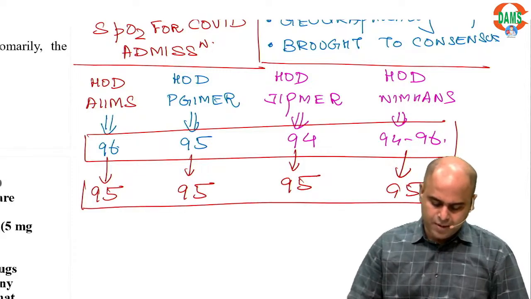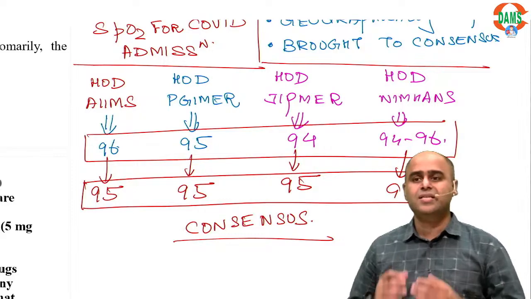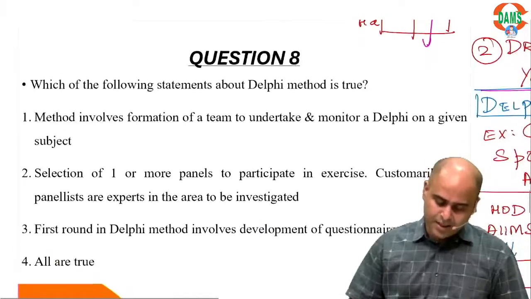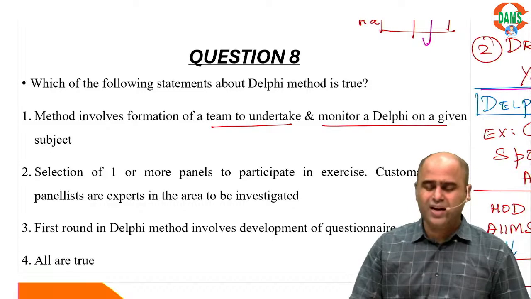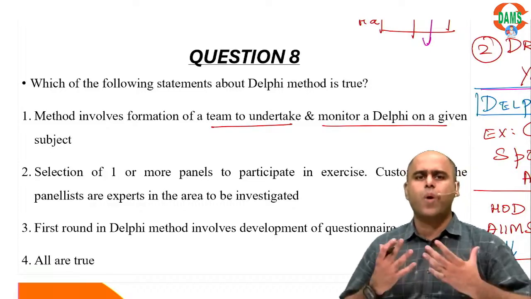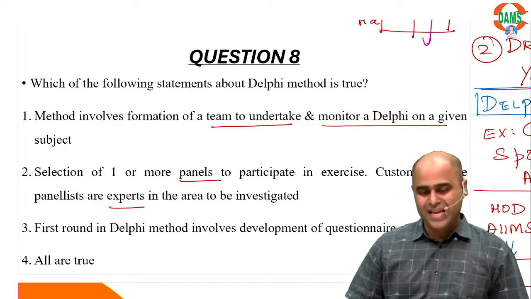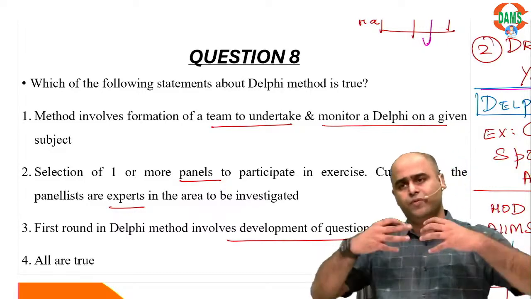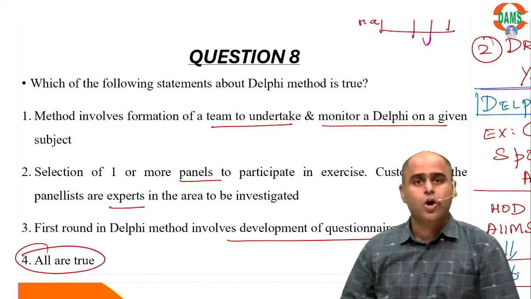Now you can see, all the faculty members have been brought to a consensus, that is 95 only. Yes guys, this is what is Delphi's method. The method involves formation of a team to undertake and monitor the Delphi, because this cannot be done by one person. Second, there are panels of experts. The first round of Delphi will definitely be development of a questionnaire, because we will use that questionnaire to bring out a consensus. The answer to this question was option number 4.